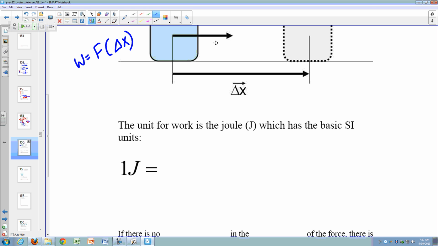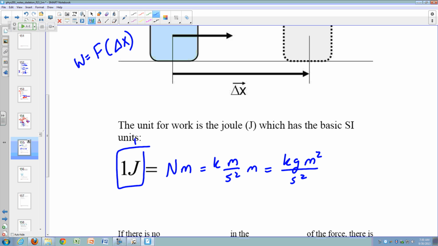Anyway, so the unit for work is the joule. We can break this into its SI units. It's going to be a Newton times a meter. But of course, a Newton isn't just a Newton. It's actually a kilogram meter per second squared times meters. So the basic SI units for a joule are kilogram meter squared per second squared. All right, so these are equivalent.